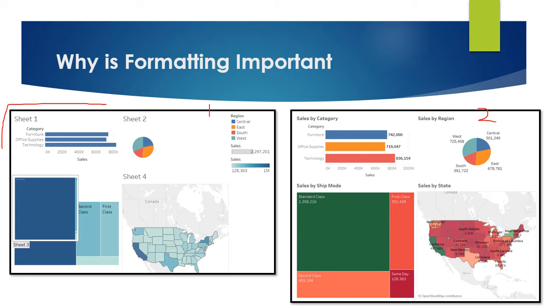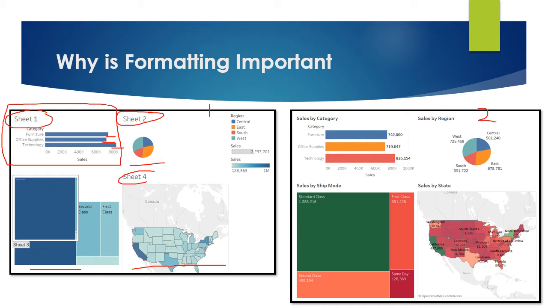So the first chart is a bar chart, the second is a pie chart, third is a tree map, and the fourth is a geographical map. But this dashboard hasn't been formatted properly. As you can see, there are no figures right here. If one were to look at this dashboard, they wouldn't know, first of all, what each of these charts really are, since there are no titles.